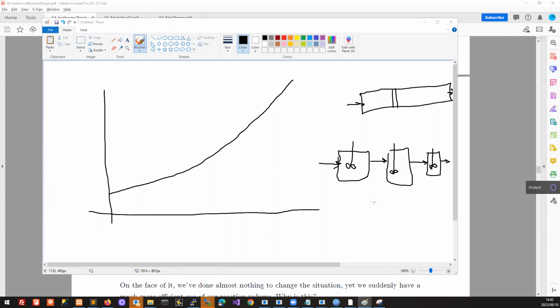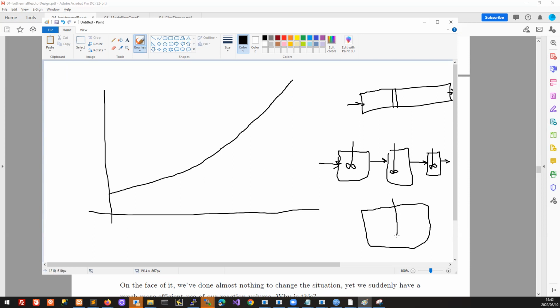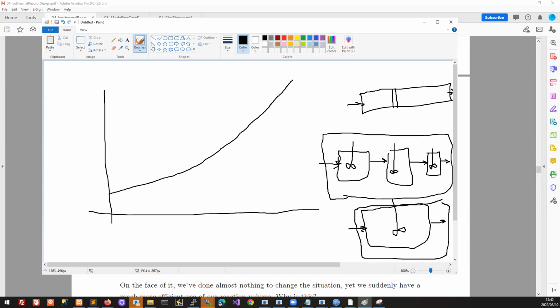Now the question I'm asking here is, instead of using one big CSTR, let's say we try to use CSTRs in series like we are showing above here. Is this better? Is your total volume the same as this, or is it going to be less, or is it going to be more? Any takers there?